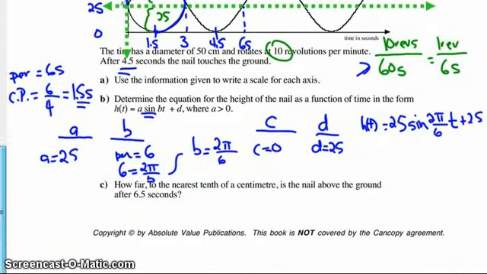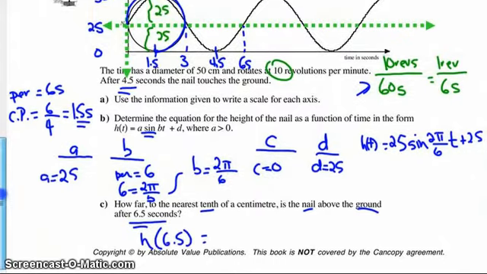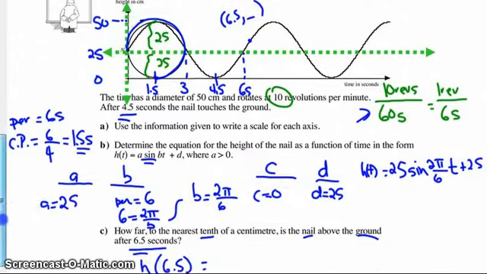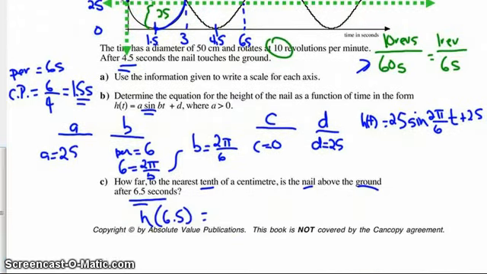How far, to the nearest tenth of a centimeter, is the nail above the ground at 6.5 seconds? What's the height? If you look at the graph, clearly 6.5 seconds is somewhere right here, so it better be above 25. Otherwise, I think we probably have the wrong answer. So again, we could use the equation, or we can just use the graphing calculator. H at 6.5, you should be able to come up with an answer of exactly 37.5 centimeters above the ground.